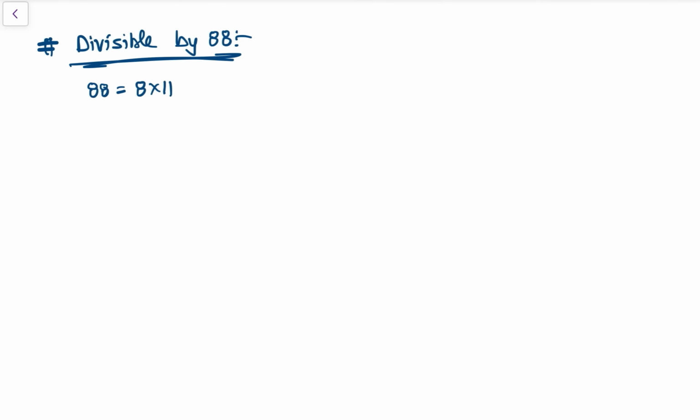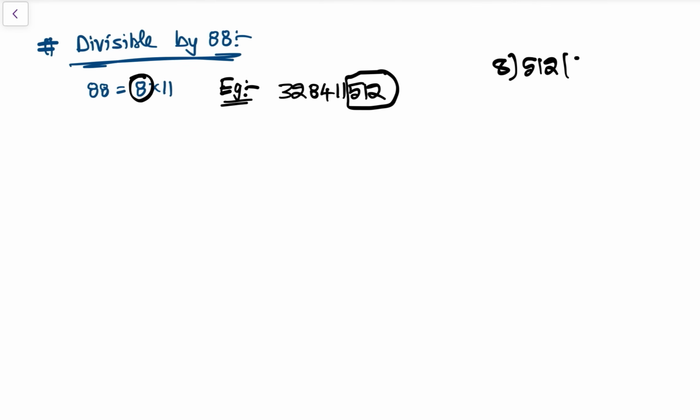So let's check with an example. Example: 3284115 12. See, the divisibility rule of 8: last three digits, 512. 512 is divisible by 8. Let's check. 8 6s are 48, 8 4s are 32. Remainder 0. Yes, divisible by 8.